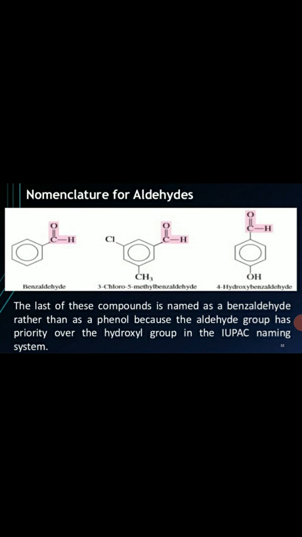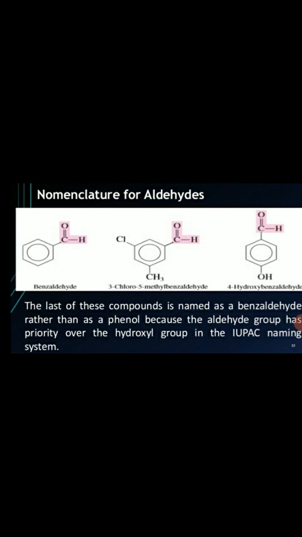The last of these compounds is named as benzaldehyde rather than as phenol because the aldehyde group has priority over the hydroxyl group in the IUPAC name. So when we are naming it, it will be 4-hydroxybenzaldehyde. Similarly, the next one is 3-chloro-5-methylbenzaldehyde. So they will be named as derivatives of benzaldehyde.